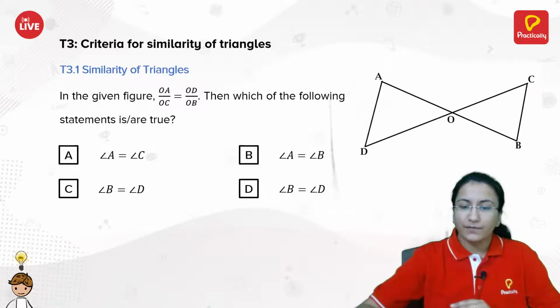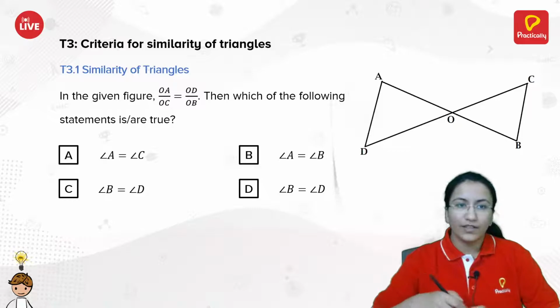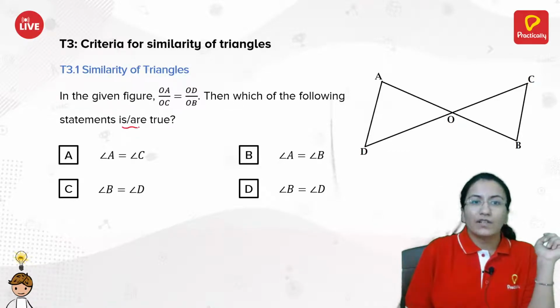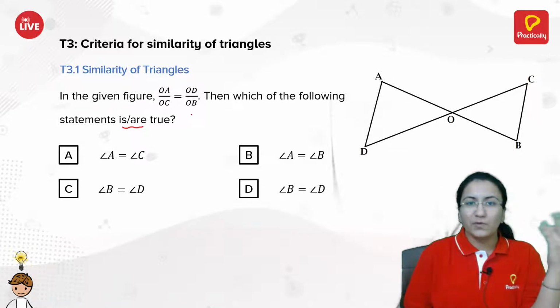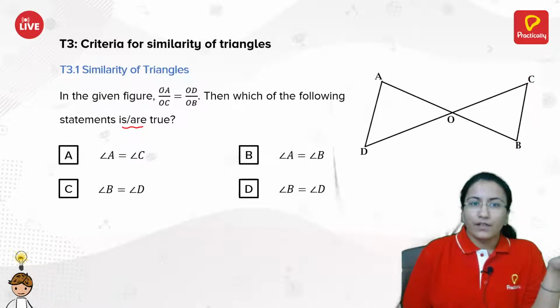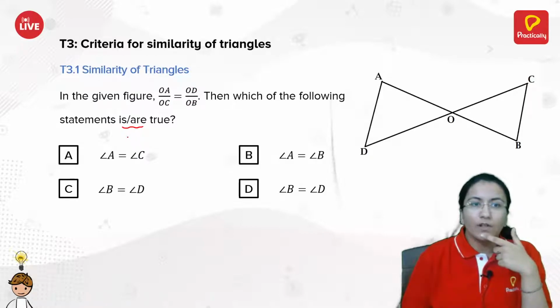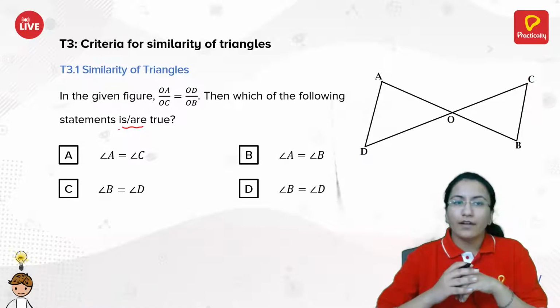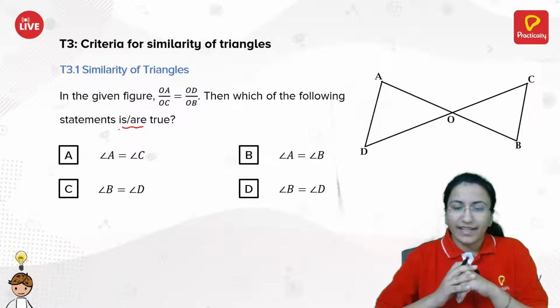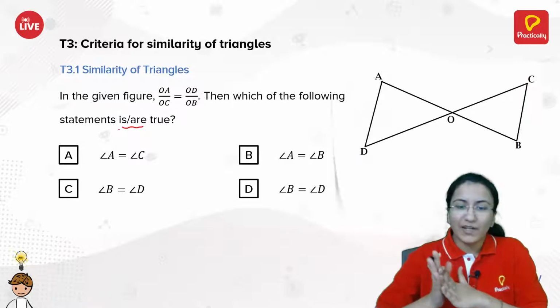Okay, so next, here is the question for you, to check which option or options are true. So it might have one option as true, maybe two, maybe three or four. In this given figure, OA divided by OC is equal to OD divided by OB. Which of the following statements is or are true? Anyone from the chat section who would like to answer?